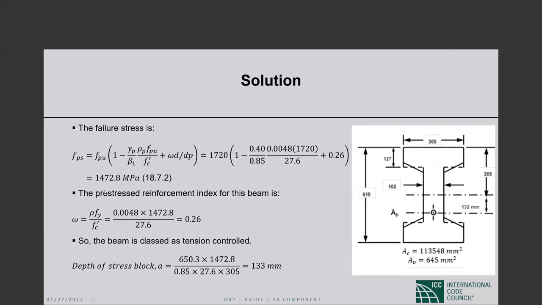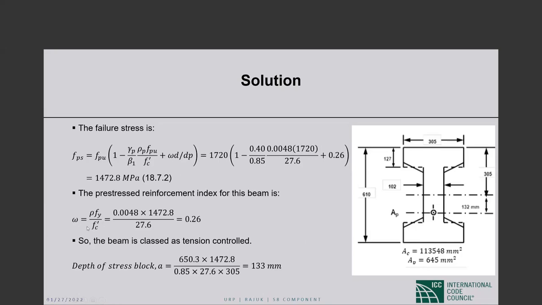Then I went into the ACI equation for fps, which is the stress in the prestressing steel. So all the values are here: gamma p of 0.4 from that equation, rho p calculated, fpu is given, beta 1 of 0.85, and then f prime c of 27.6 megapascal plus omega, which is given also in the ACI. I end up with 1472.8 megapascal. This is the section of the ACI 08 code that you need to pay attention to.